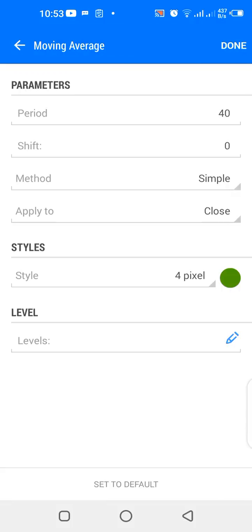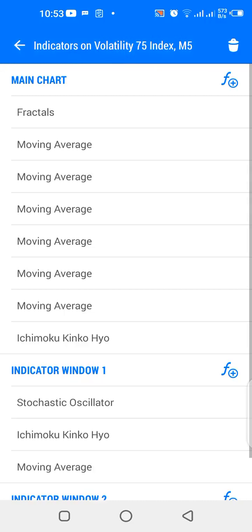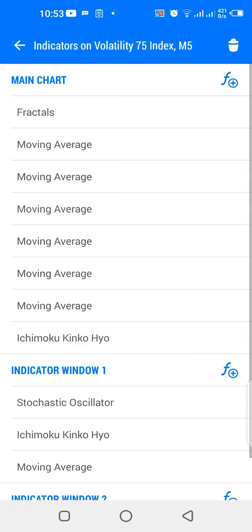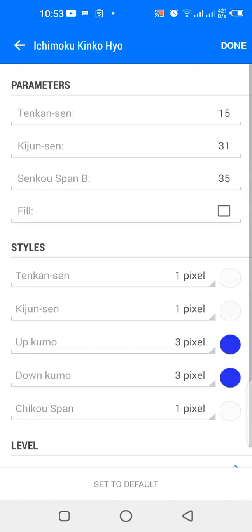Method is simple. Apply to close. Color is green. And the sixth moving average on the main chart, we have 20 period. Shift is 0. Method is linear weight. Apply to close. Color is orange. And the Ichimoku, we have 15, 31, 35. And the up Kumo and down Kumo color is blue.